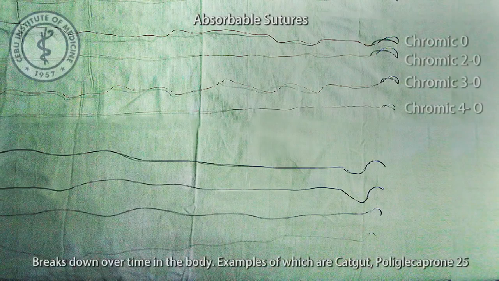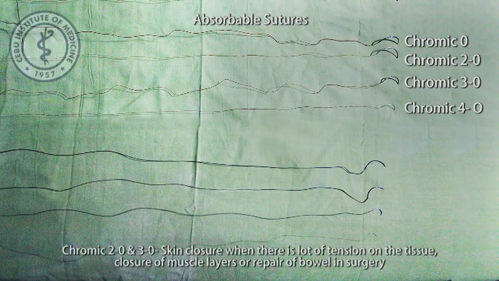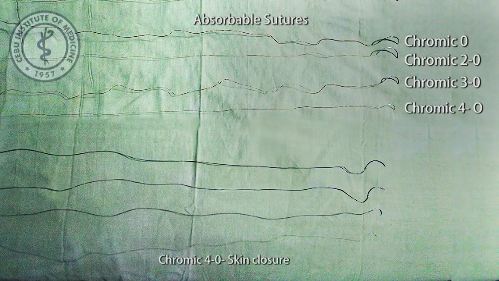Suture. Absorbable sutures break down over time in the body, examples of which are catgut and polyglecaprone 25. Chromic 0, for closing of the fascia layer in abdominal surgery. Chromic 2-0 and 3-0, for skin closure when there is a lot of tension on the tissue, closure of muscle layers, or repair of bowel in surgery. Chromic 4-0, for skin closure.